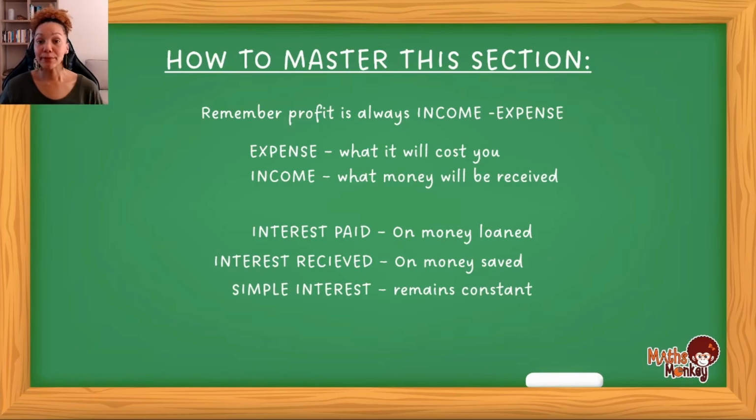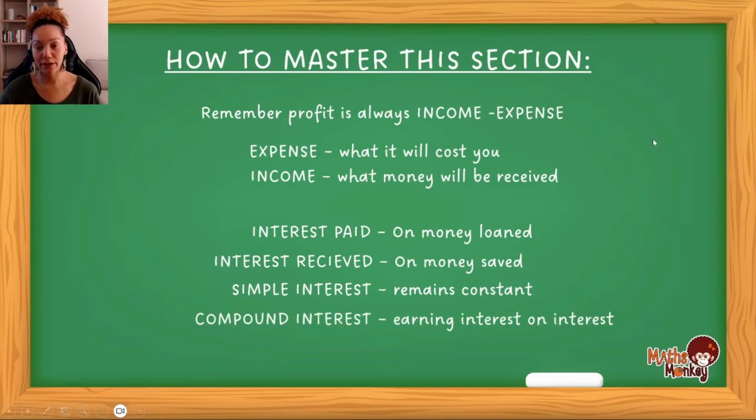Then we have two types of interest. By now you should have a full understanding of simple interest. That is when they calculate your interest from the beginning and you earn the same interest every year, or whatever the time period is that you've agreed with a bank. Compound interest, however, is earning interest on interest. So you're not earning the same interest every year like with simple interest. Every year you're earning interest on the interest that you earned in the previous year and on the original value.